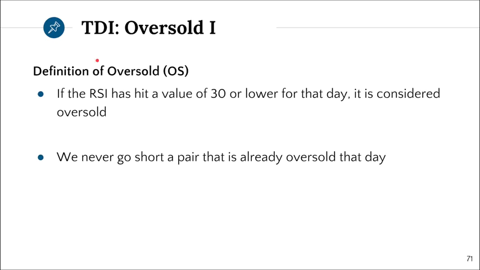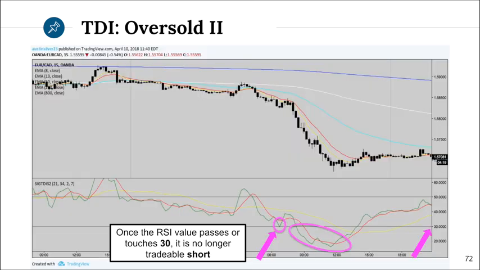Let's talk about oversold. If the RSI has hit a value of 30 or lower, that's considered oversold. And we're never going to go short a pair that has already touched oversold. So it's just the opposite of overbought. Instead of 70, we're going at 30. Here you can see RSI touched the 30, just touched it right there. See the 30 right here? It just touched the black line. Our green RSI just touched it, came back off it, and then decided it wanted to go straight through it.